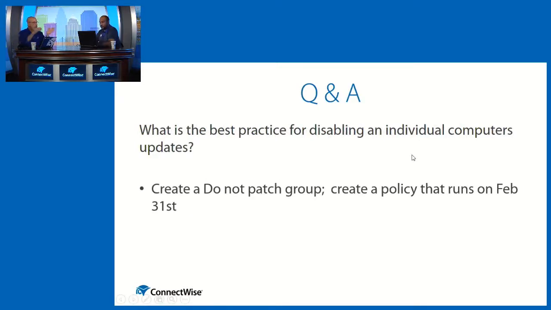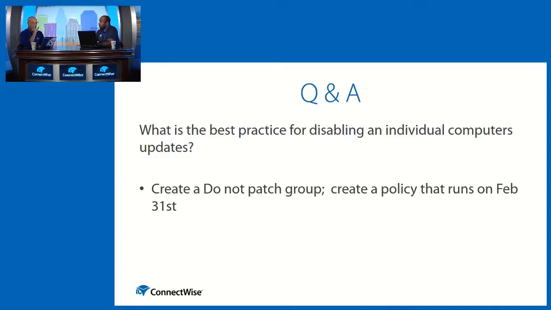Now, the best practice for disabling an individual computer's update, and I popped the answer up here because we're going to talk about it. There's more than one way. The best way to do it is to create a policy that's never going to take place. You set it for a date that's never going to happen, February 31st. If you're in a week that has a February 31st, you've got more problems than just patching. So we use this one as a reliable non-event so that we can schedule this to happen.